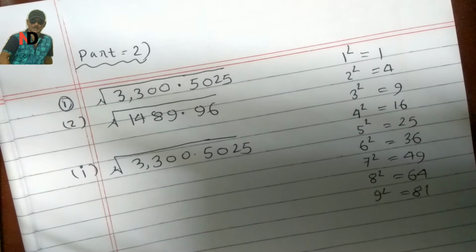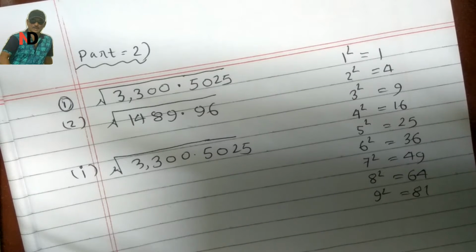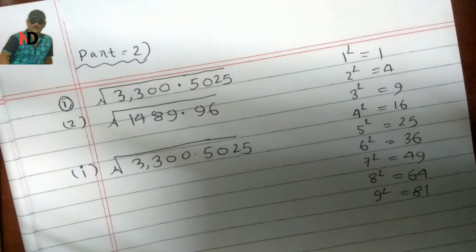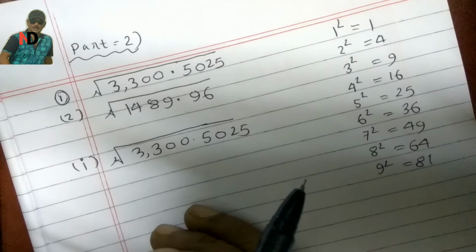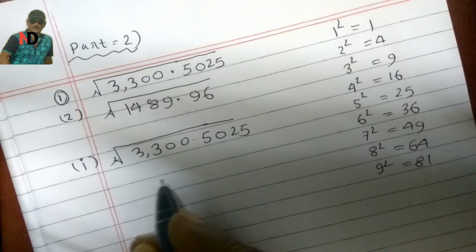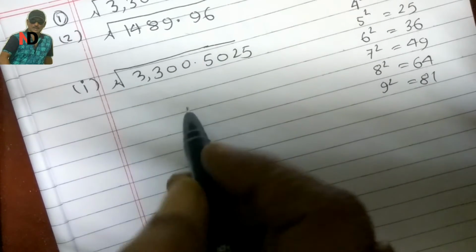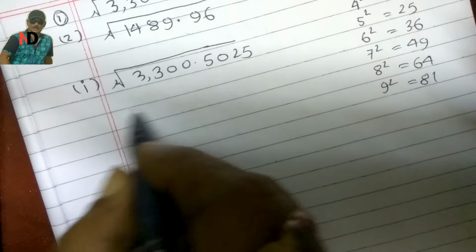Welcome students, today we shall learn the second part of how to find the square root by long division of decimal number. Let us start. You must see part 1 of this and then you can understand this part easily. So let's find the first sum.